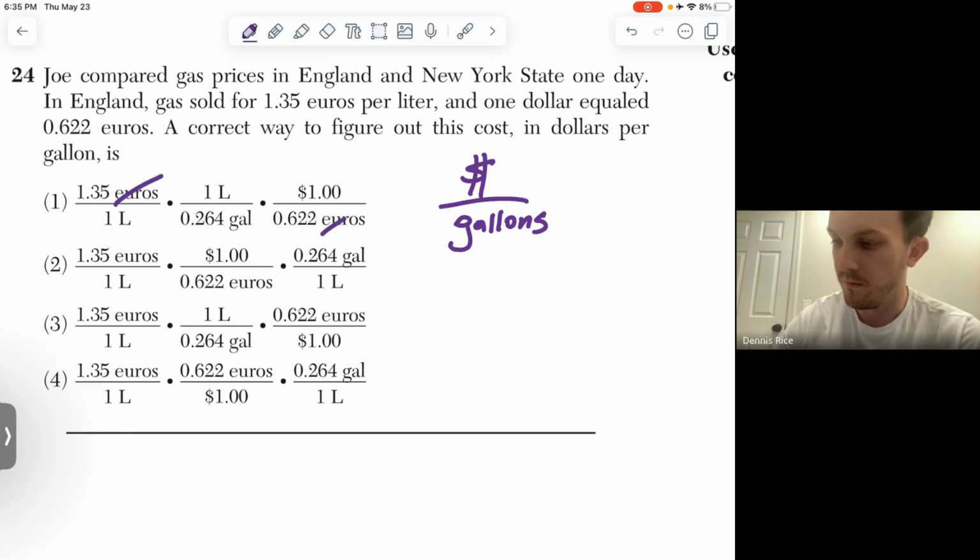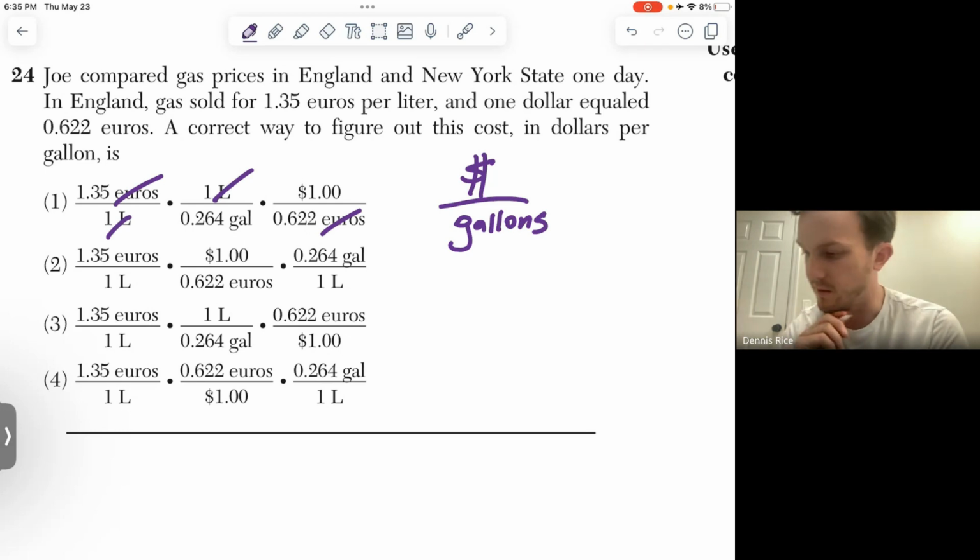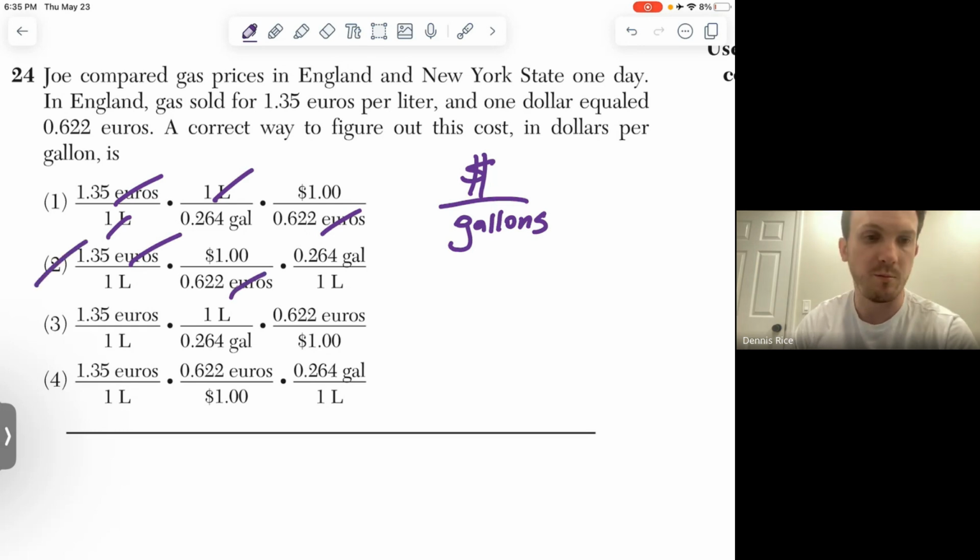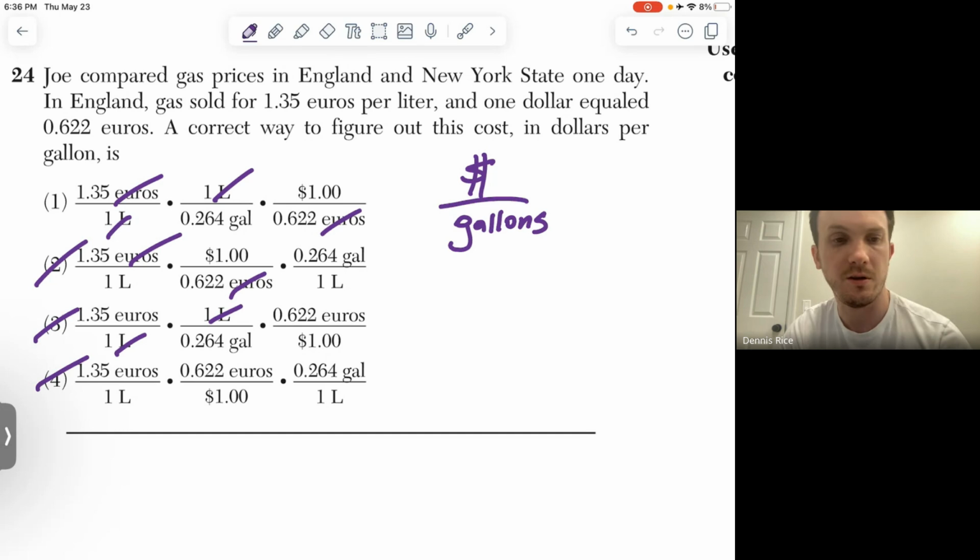So euro, euro. Liters, liters, liters. And choice one, we're left with dollars and gallons. Now let me just make sure. In choice two, we have liters squared on the bottom, so that's no good. Choice three, liters, liters, we have euros squared, no good. And yeah, so our trick does work here. I thought this one was maybe going to have two that worked, and we actually had to know what we were doing the right way. But crossing off your units does reveal the answer to be choice one. This trick will always work.